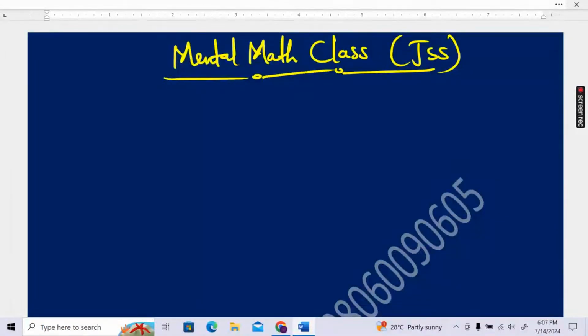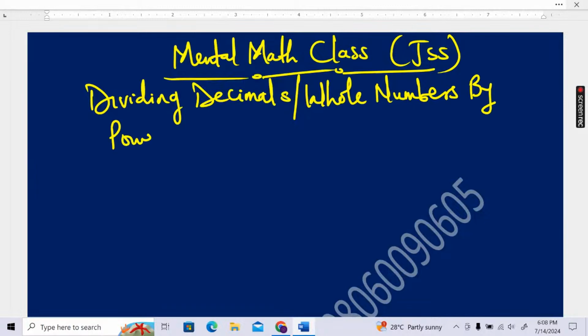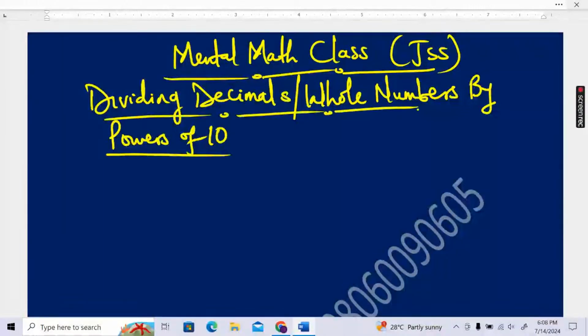So the first day we learned dividing by powers of 10. So let's quickly run through dividing. Now I'm going to include dividing decimals and whole numbers by powers of 10.